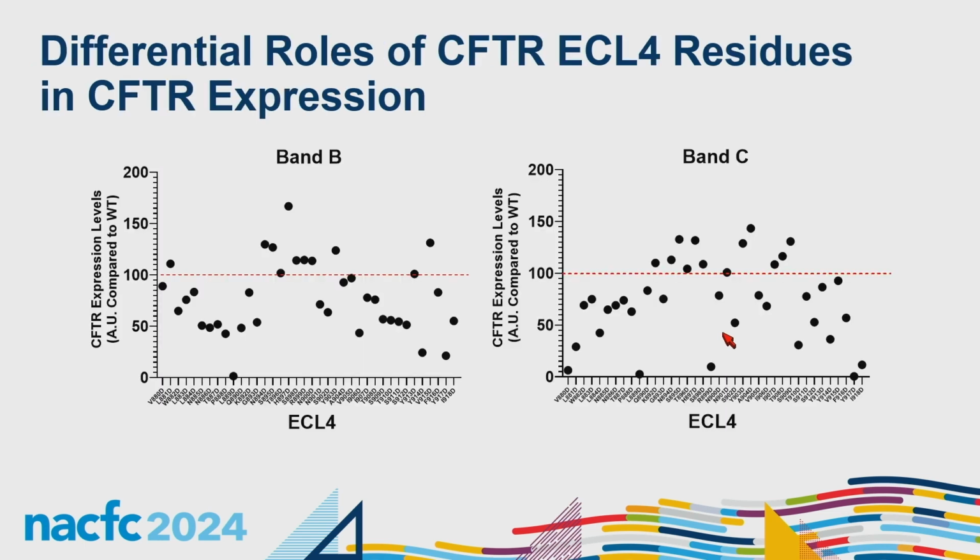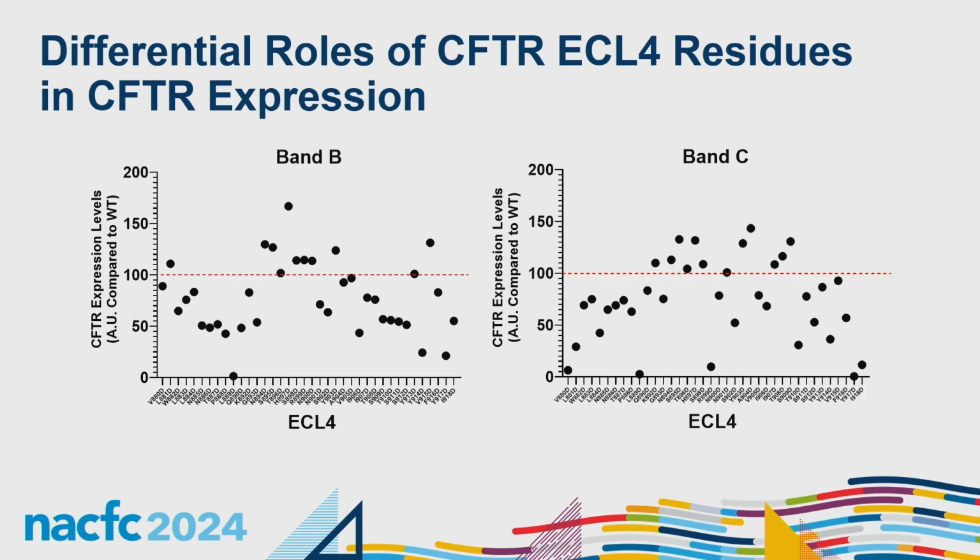So here is the data. The x-axis is the order of the amino acid. The y-axis is the CFTR expression level. The red line, we take it as 100, is the wild type CFTR expression. So anything above this red line suggests higher CFTR expression, and anything below the red line has lower CFTR expression.